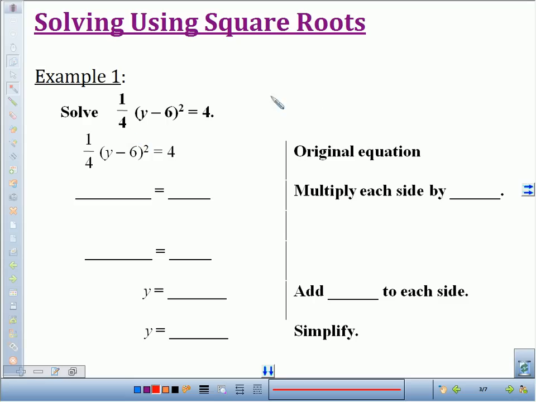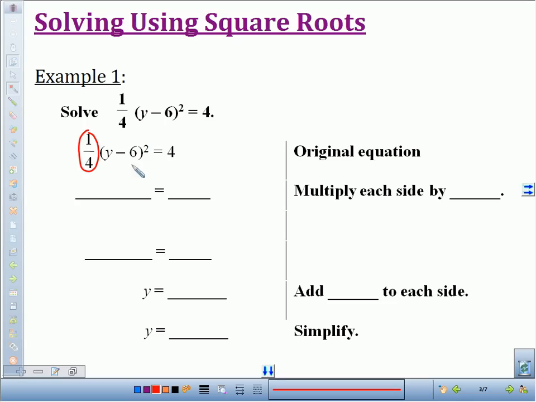Now, the equation I want to solve is 1/4 (y minus 6) squared equals 4. So this is the equation I want to solve. A lot of the steps are going to be familiar. The only one that's different is this square rooting. Now we start with the original equation, and what we want to do is get rid of this 1/4 first. We've got to get rid of that.